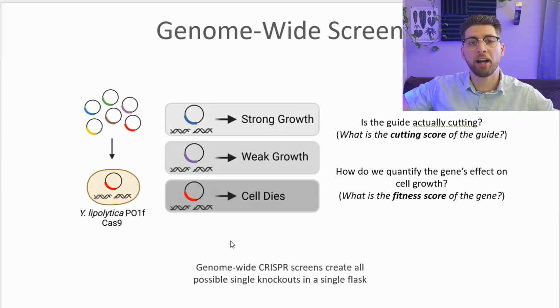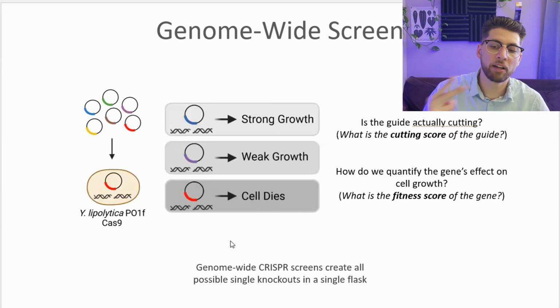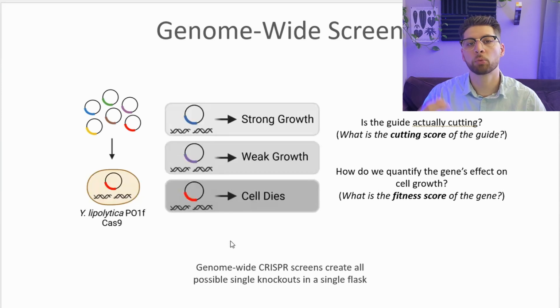We design these guides computationally, and we may be wrong sometimes. Sometimes we assume a guide is going to cut well, but it doesn't cut well. And so we need a way of quantifying if our guides are actually cutting. And then the second question that we want to answer with these screens is, what is the fitness score of these genes? So assuming the guide does cut, what effect does that have on the cell, and how do we quantify that?